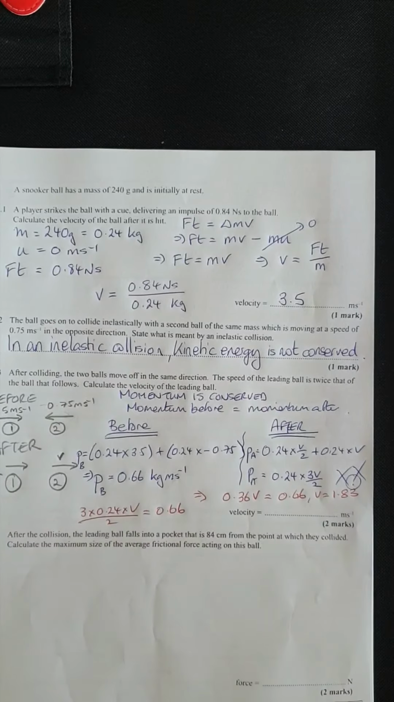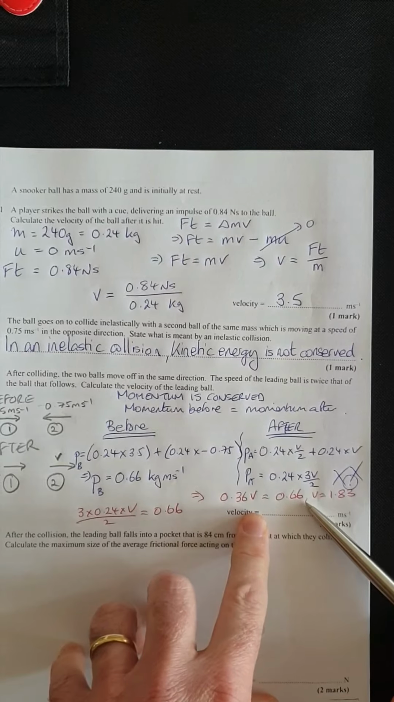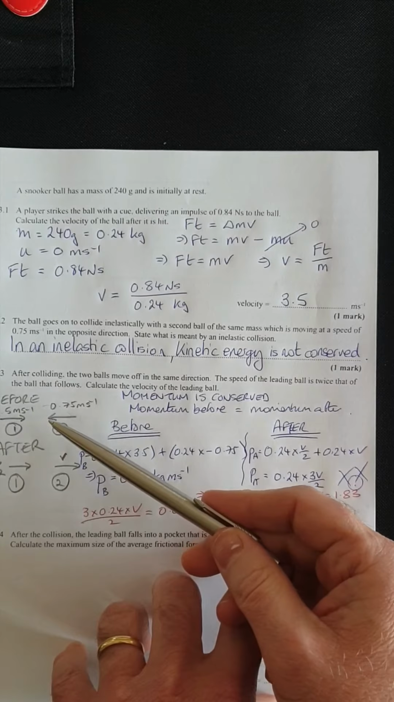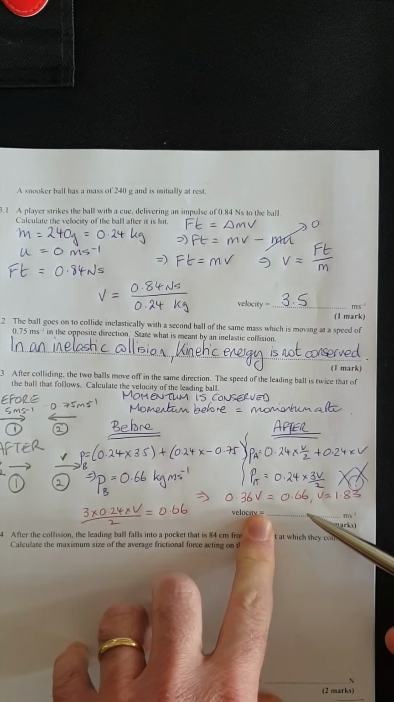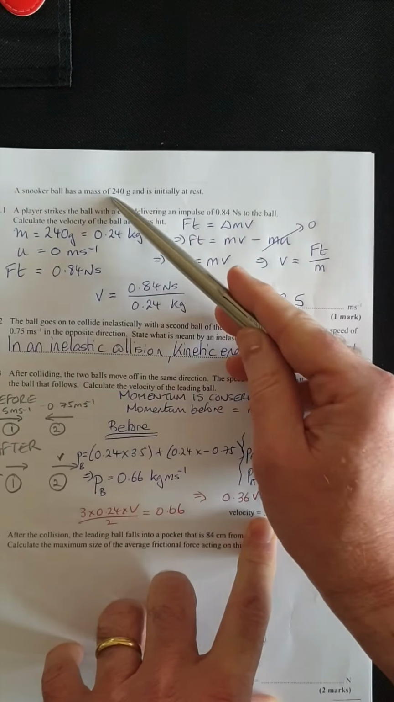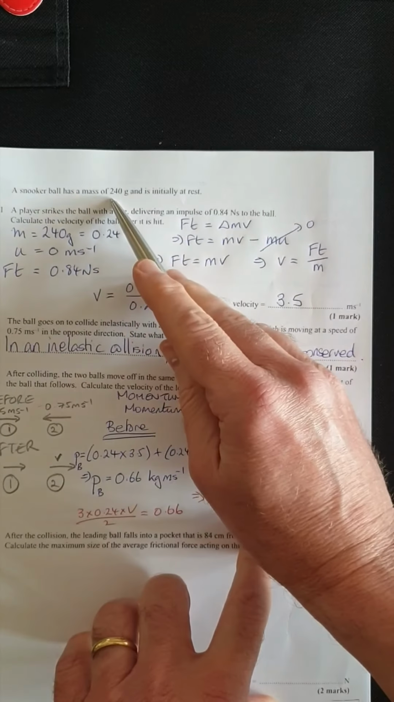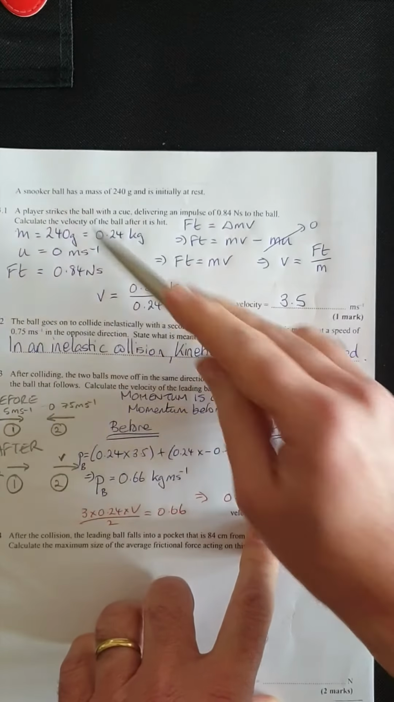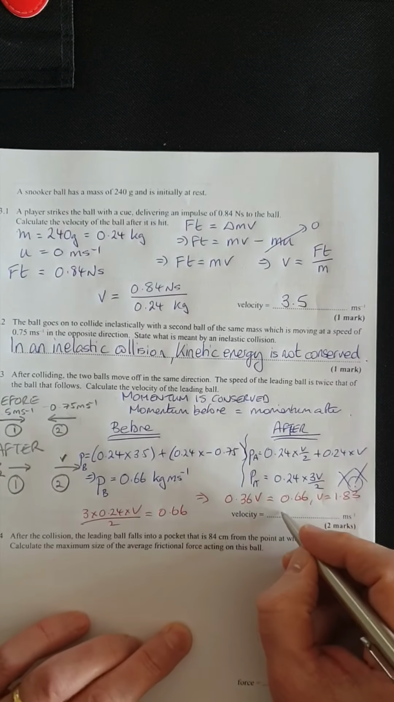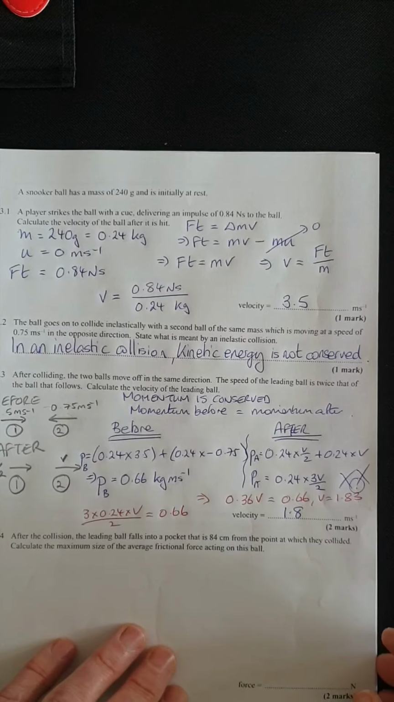We never write something in recurring. We always round it. The numbers that we've been given in this question have all been to 2 decimal places. Because here we have the velocity 0.75, the mass 240 grams. So, I beg your pardon, 2 significant figures, not 2 decimal places. The numbers have all been given to 2 significant figures. So we have to give this answer to 2 significant figures. So our answer is going to be 1.8 meters per second.